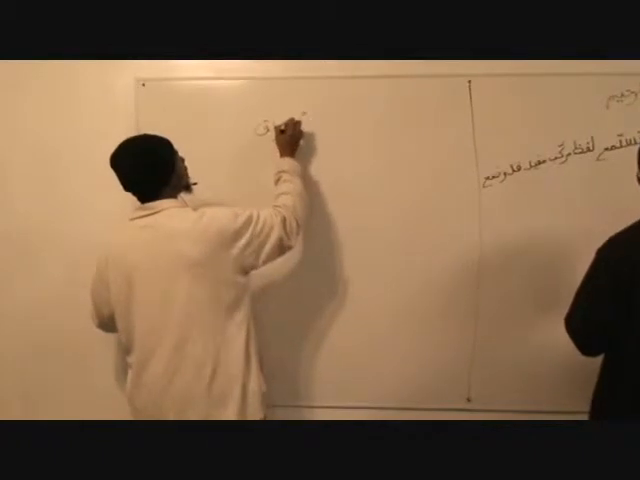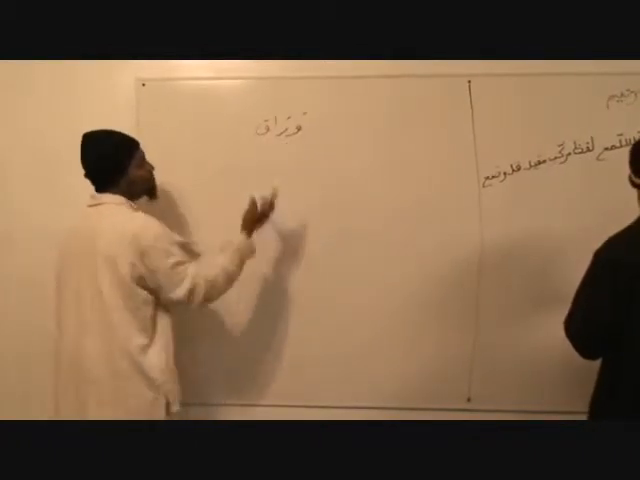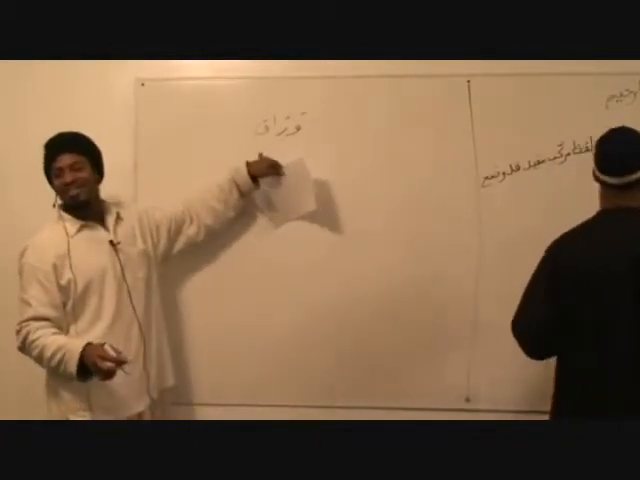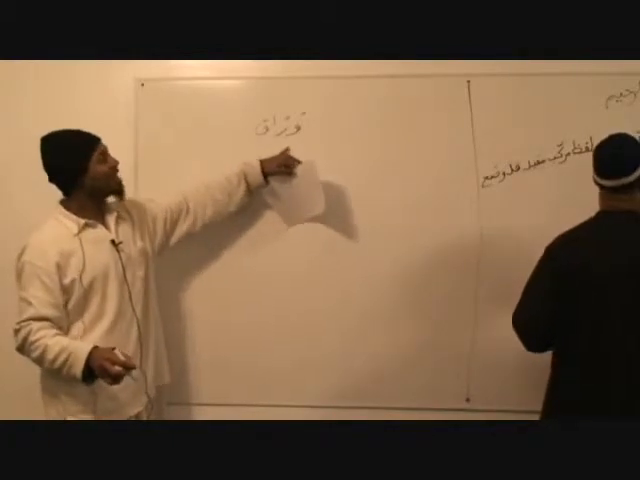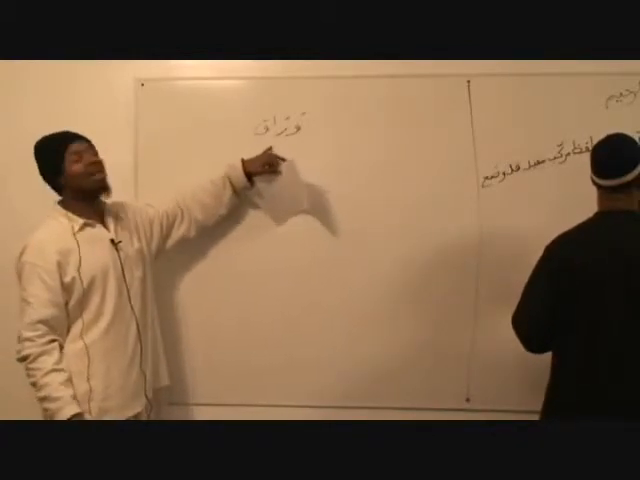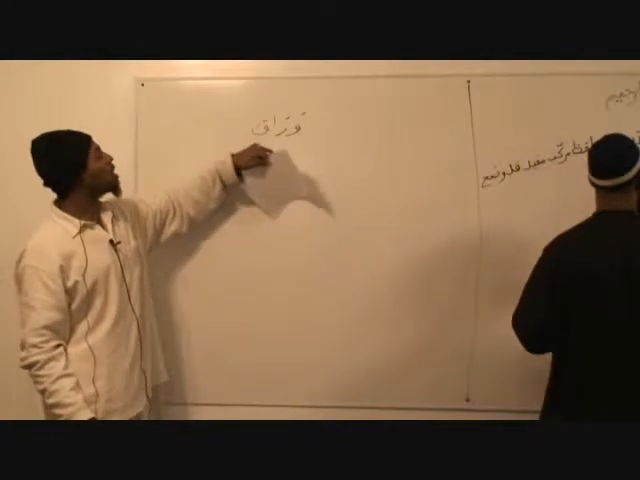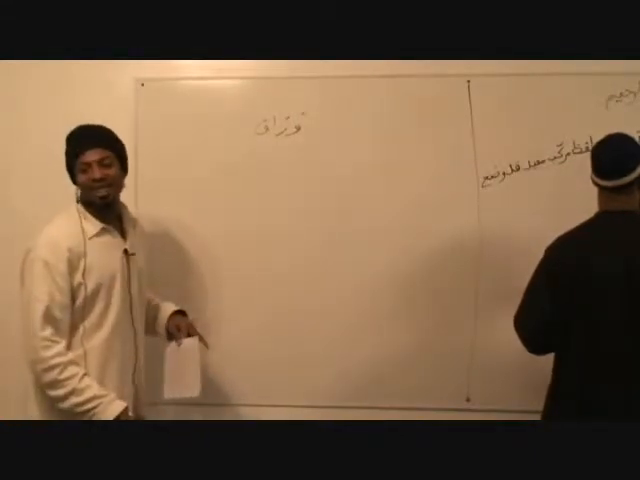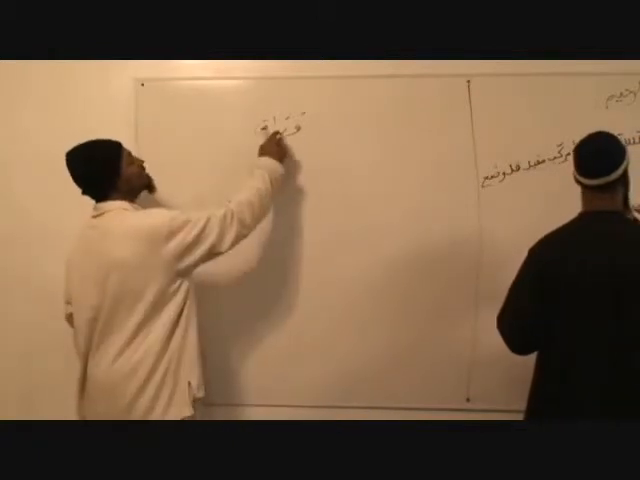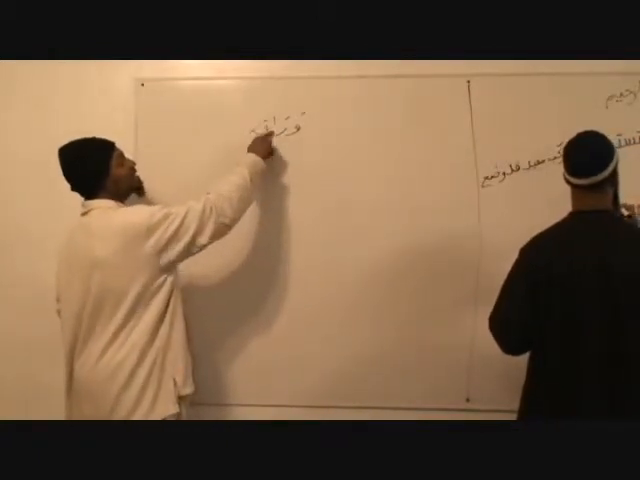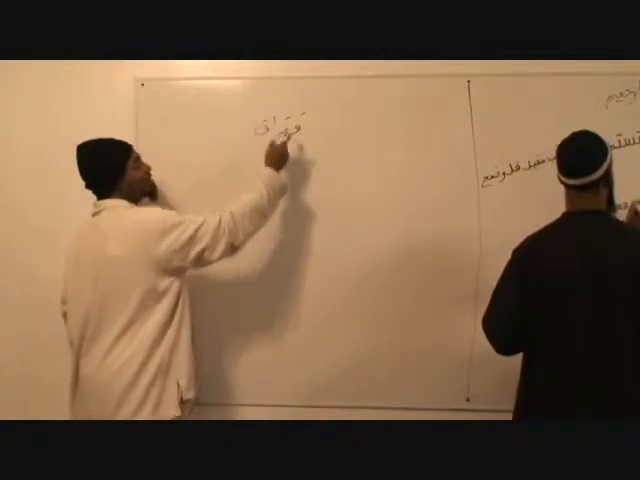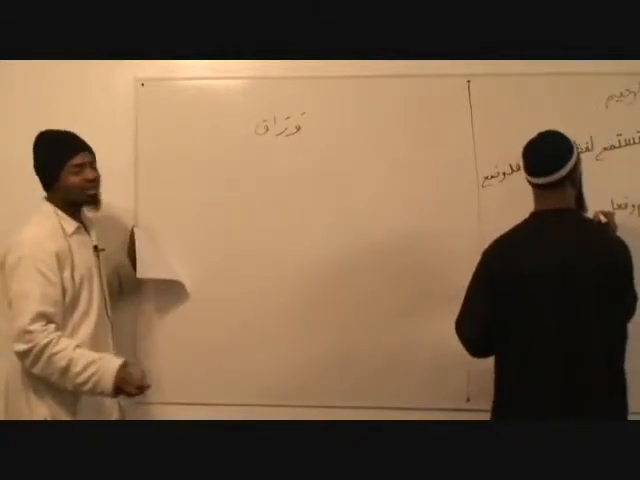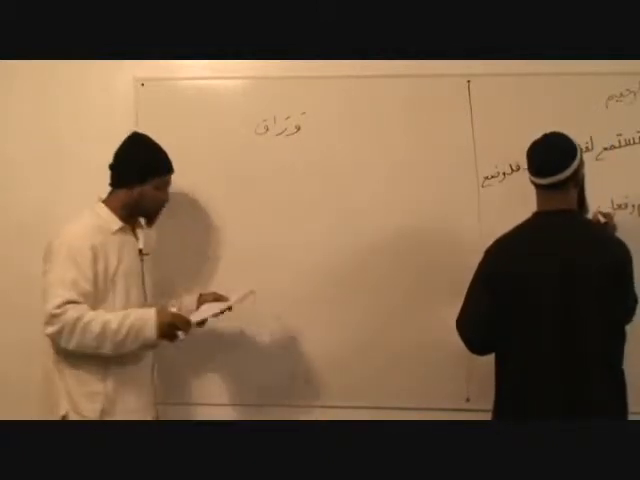Why are you spelling it disjointed like that? Each one of these letters, all these letters stand alone. None of these letters collect. So warraq. That's just the way the word happened to be. Waw doesn't connect, ra doesn't connect, alif doesn't connect, and qaf, even though it does connect, it doesn't connect to alif.